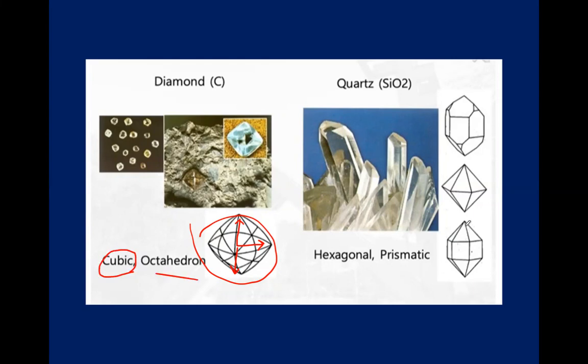But quartz is different, because we saw it before also. One axis is elongated, but the other two axes are equal, right? So it's called the hexagonal system, and because one axis is elongated, we call it prismatic, right? So shape and form, the way they occur, is different from one to another.